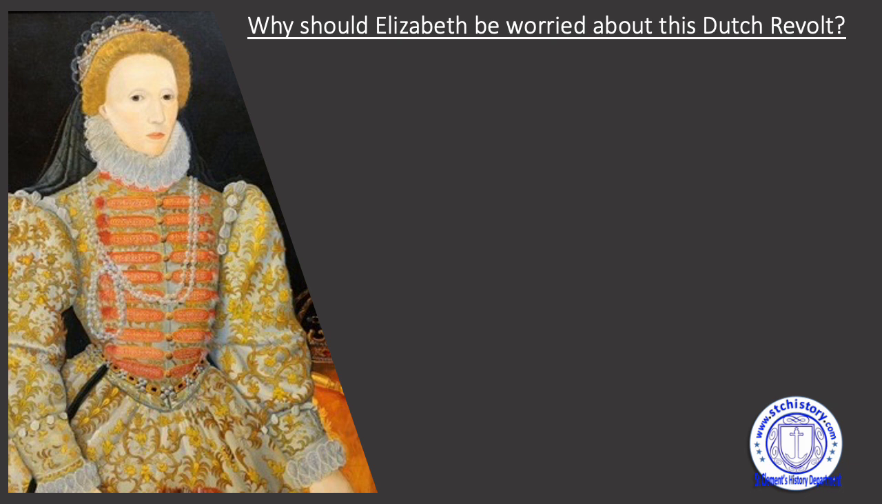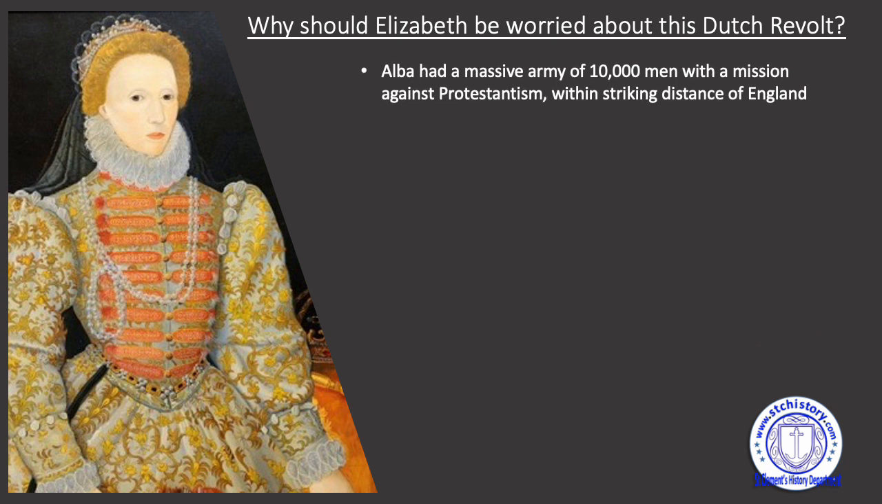So, why should Elizabeth be worried about this Dutch Revolt? If you think the Dutch Revolt isn't that bad, maybe the information that's going to come on the screen now might change your mind and you colour your bars a bit higher, or it might just confirm what you already thought, that it was very, very serious. So Alba's got this massive army within striking distance. That's got to be something that you've judged to be important, okay? And if you haven't, take it from me, that's a worry for Elizabeth.